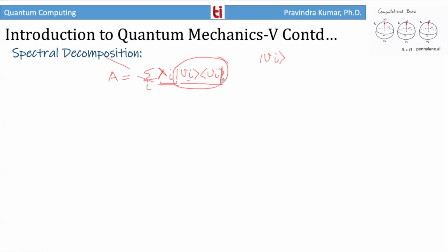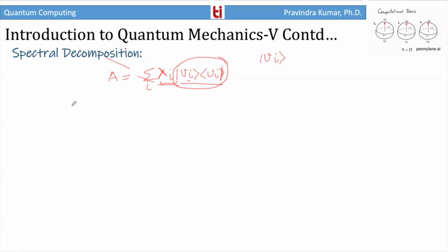In quantum mechanics, it directly encodes measurement outcomes and probabilities. Think of spectral decomposition like splitting light with a prism. The operator A is like white light. The eigenvalues are the colors you can actually see, and the projectors, this outer product of vi, are the filters that pick out each color.